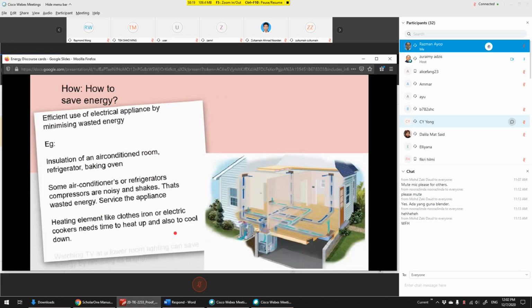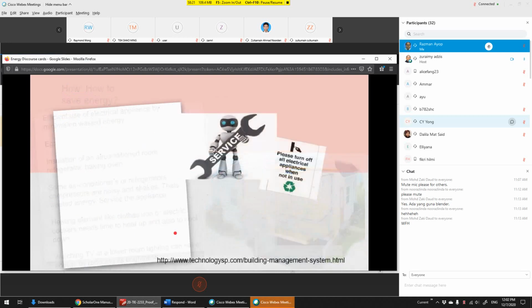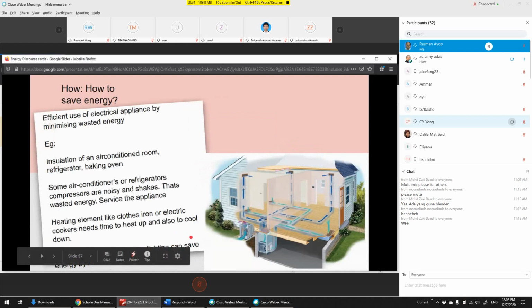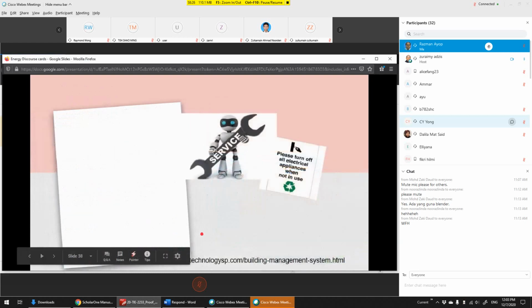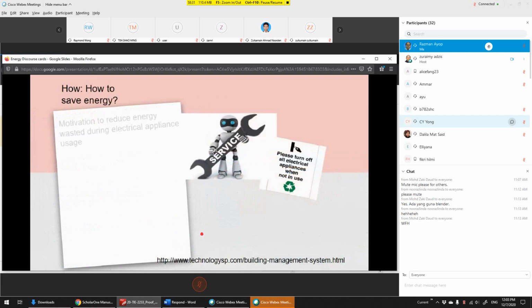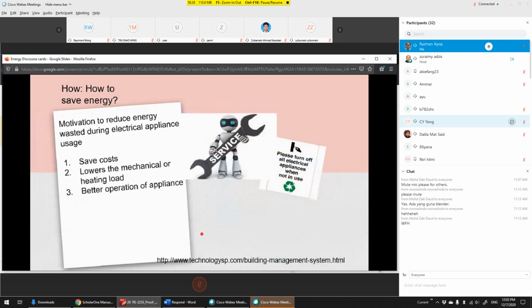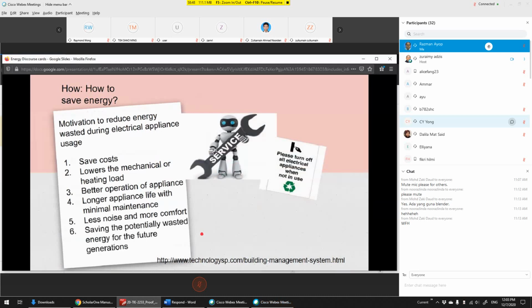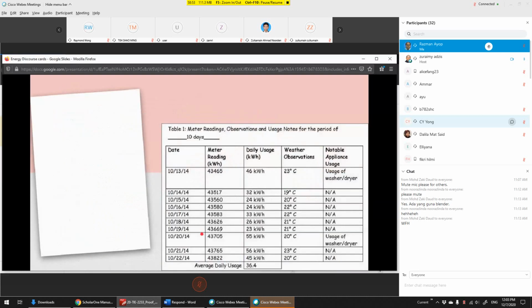Then only it will be justified. Oh, one more thing. Watching TV at a lower lighting can save energy because you don't have to turn the brightness up that much. Motivation to reduce energy wasted during electrical appliance use: again, save cost, lowers the mechanical heating or load, better operation of appliance, longer appliance life with minimal maintenance, less noise, more comfort, saving the potentially wasted energy for future generations. That's the most important thing.